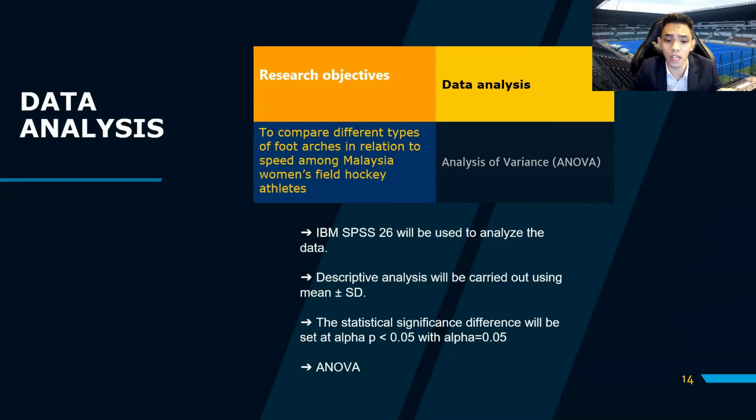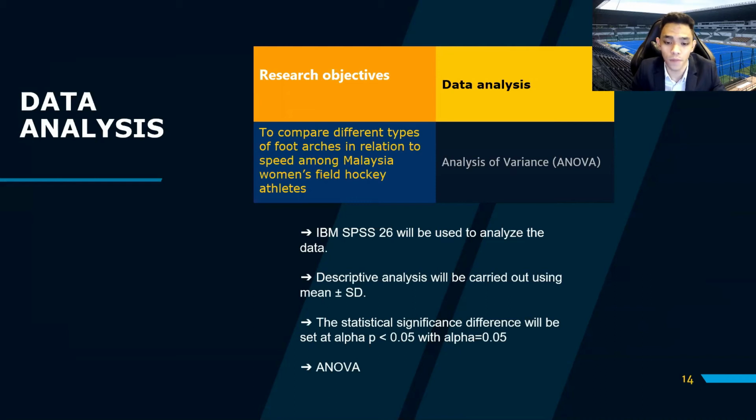Descriptive analysis will be carried out using mean and SD, standard deviation, while inferential statistics will be conducted to seek a difference between groups of high arch, normal arch, and low arch foot. Analysis of variance, which is ANOVA, will be used if the data distribution of the three groups is found to be normal, while Kruskal-Wallis will be used if the three groups' data distribution is non-normal.